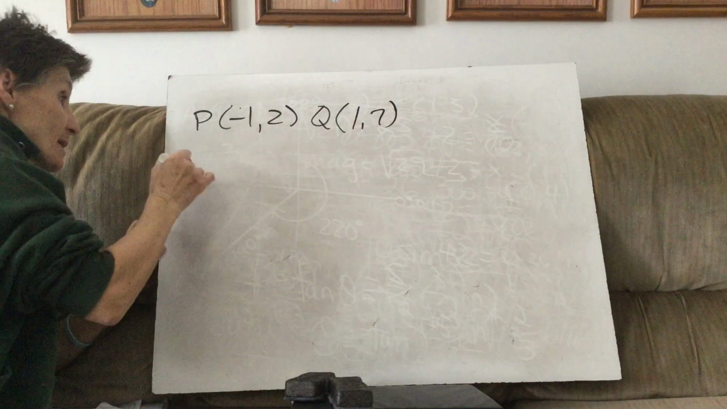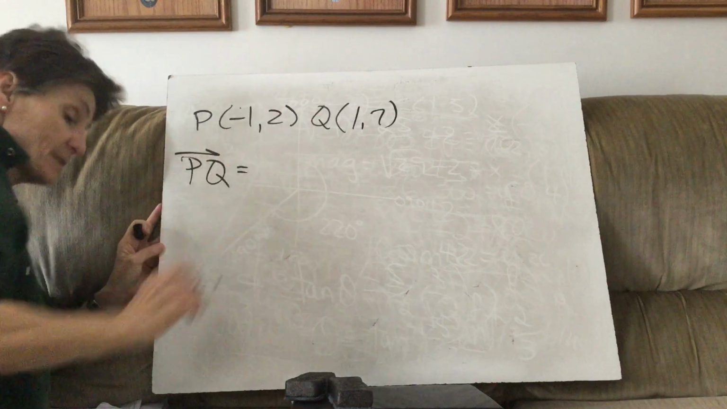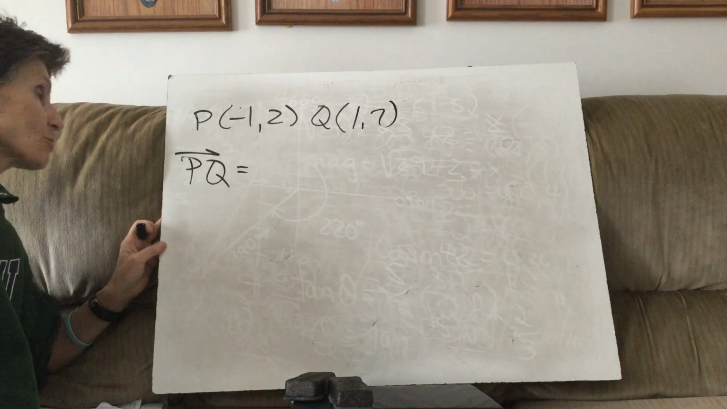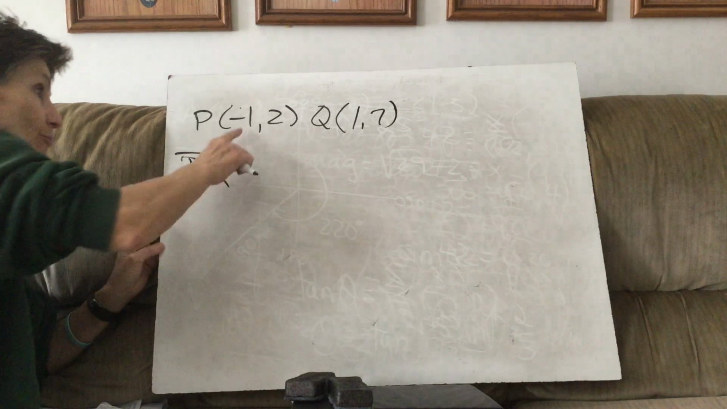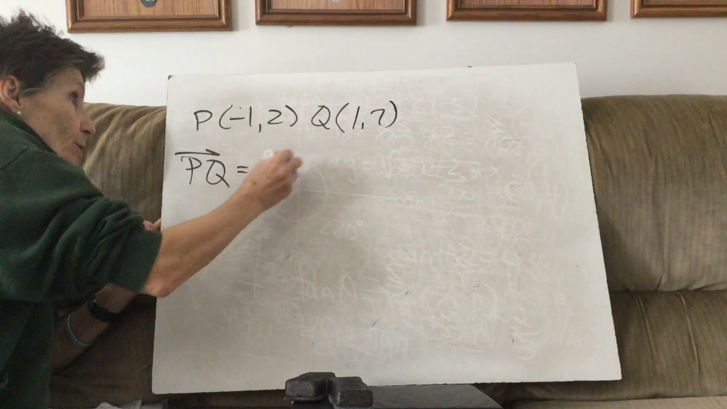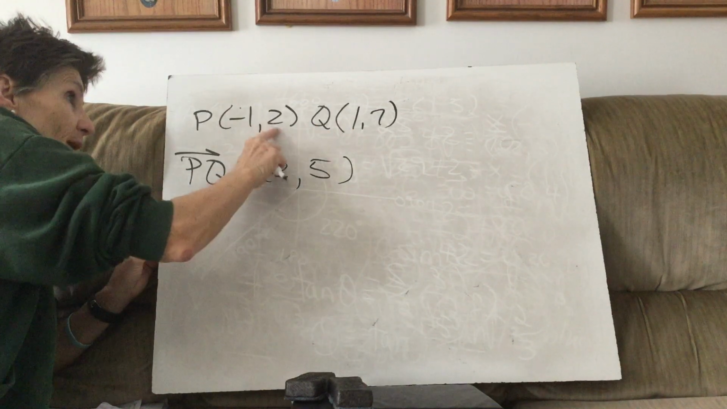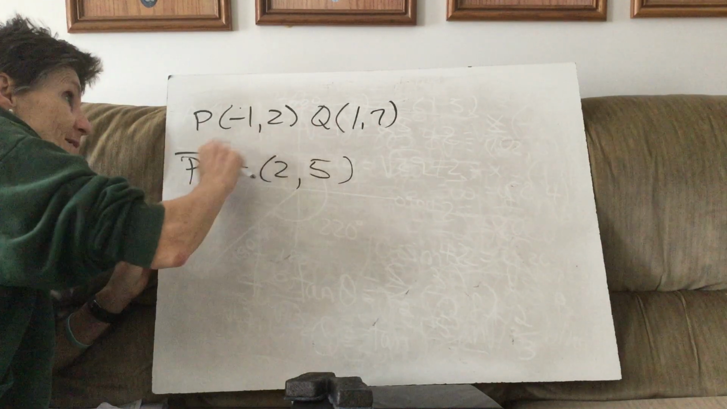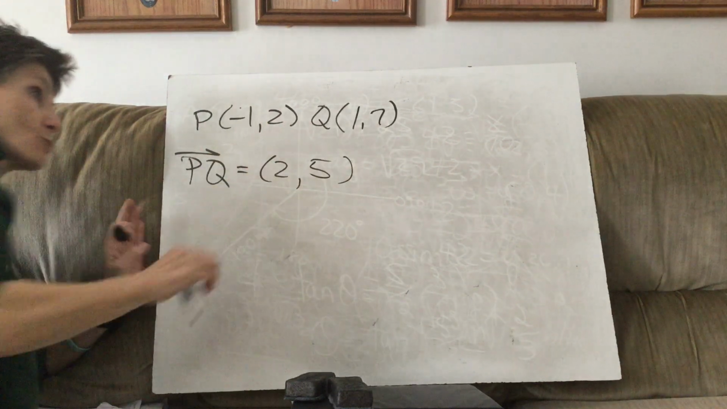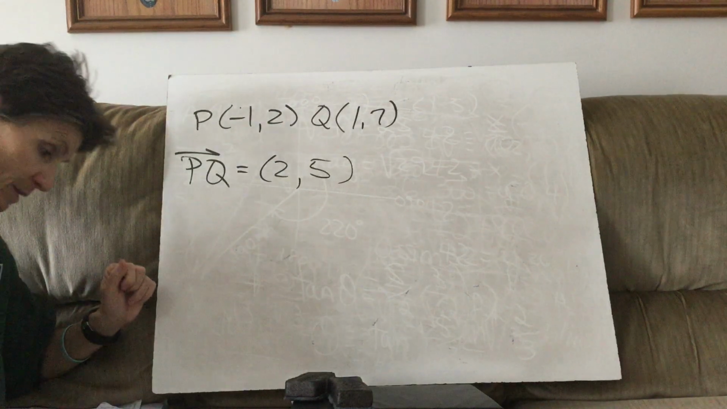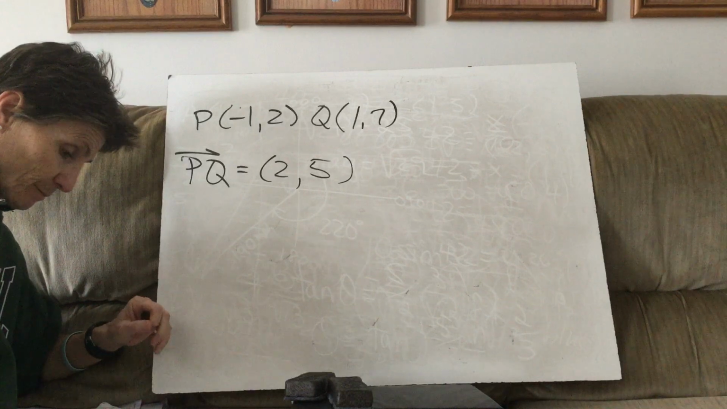So the first problem says find the coordinates of PQ. Well, we've done this several times already. So the coordinates of PQ from P to Q would be from -1 to 1 and from 2 to 7: 1 minus -1, 7 minus 2, which gives 2, 5. Those are the coordinates of vector PQ.